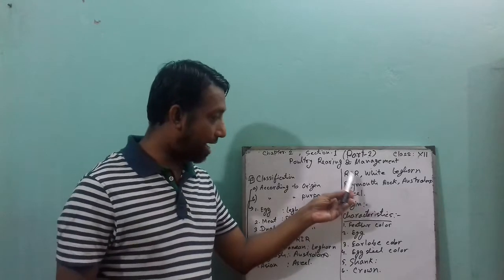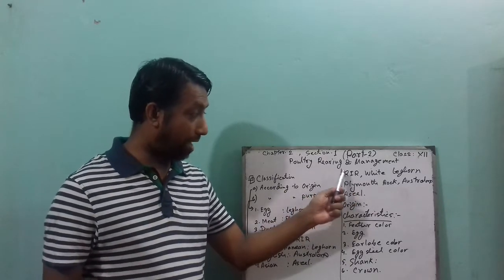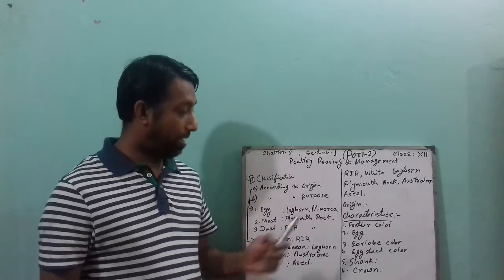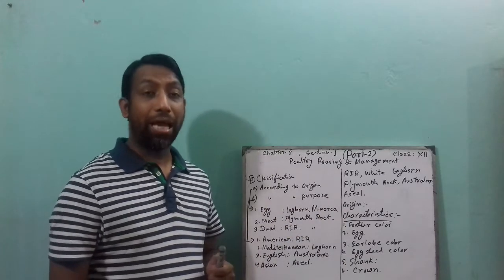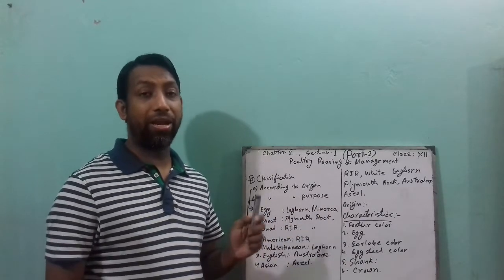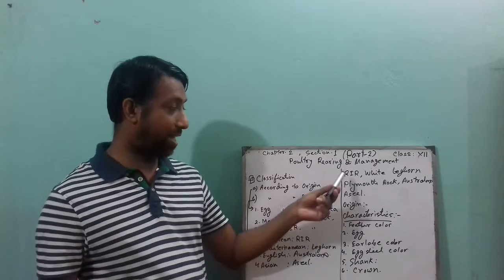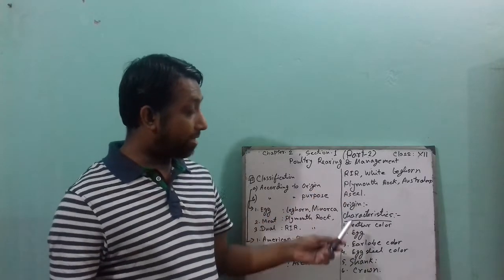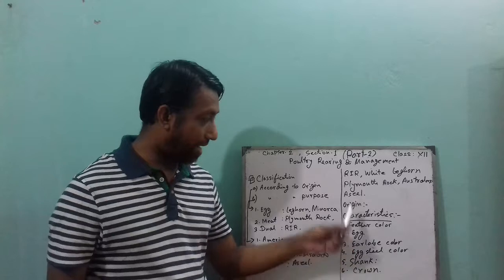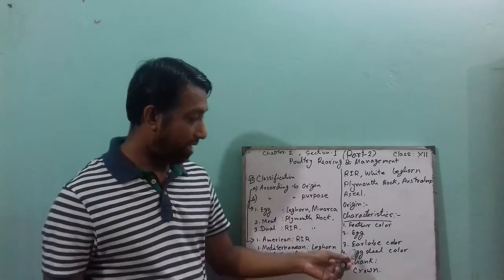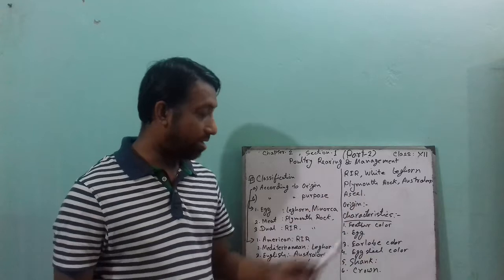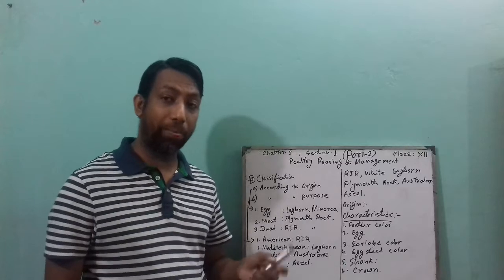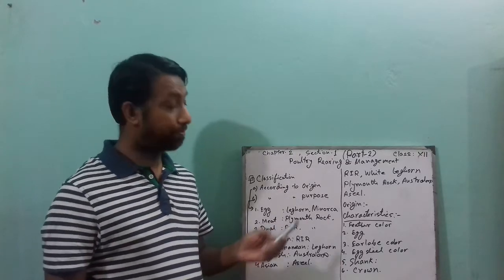For example, Rhode Island Red, also called RIR. What is the origin of Rhode Island Red? The origin of Rhode Island Red is America. It is named after a place in America, that is why the name is Rhode Island Red. Then come to the characteristics: feather color, egg, yolk color, eggshell color, whether the shank is featherless or not, crown is pink, comb size is small or big. You have to explain like that.